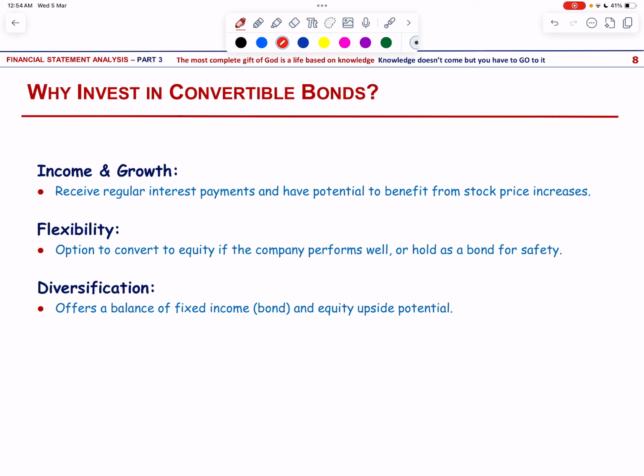Coming to why we should invest in convertible bonds, one is that there is income and growth. Investors get regular income from the bonds interest payments, and they have the potential for capital appreciation if the stock price rises. They offer the ability to convert the equity if the company performs well, but the safety of a bond with regular coupon payments if it doesn't.